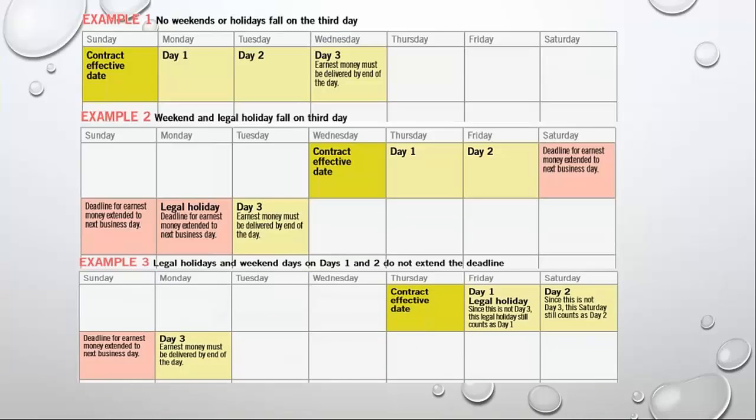Now, here's an example of a legal holiday and a Saturday falling on the beginning of the contract. So Thursday is your contract effective date. Day 1 is Friday, and it is a legal holiday, but it's not day 3. And so Saturday is day 2, but it's not day 3. Sunday is a Sunday, and so the earnest money is due the first business day that comes up next, and that would be Monday, day 3. So you had both a legal holiday and then a Saturday in the time period here, and they just go along and get counted. It's only day 3 that you're concerned about is whether earnest money can be moved forward or not.